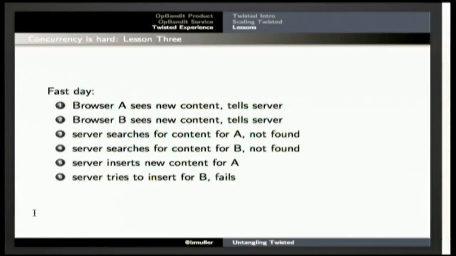Server searches at the same time for A and B, doesn't find it, inserts for A, and then inserts for B, and then fails. So these sorts of things start to pop up, and you'll see error rates suddenly jump up as your traffic goes up, because you start running into conditions that were very hard to either anticipate or test for. Some of these things can be very hard to test for when it's something that happens rarely or only under extreme load.